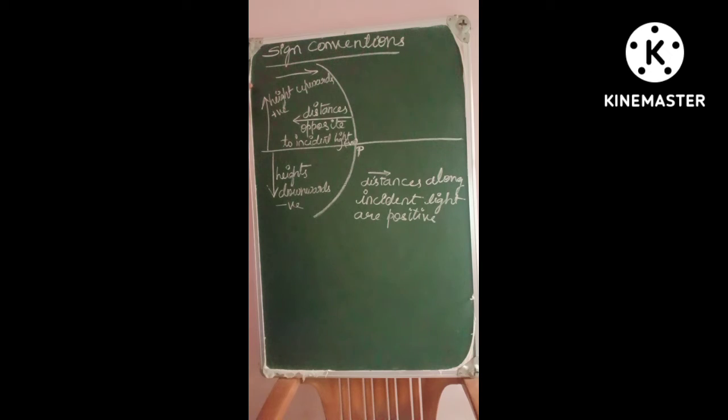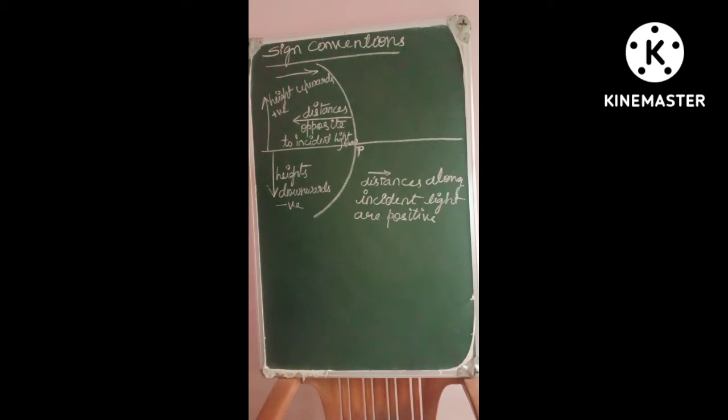Heights upwards or height above the principal axis, this is the principal axis, above this principal axis the heights are considered as positive, below are considered as negative. So we are having 5 sign conventions here. They will be asking in the exam, write the sign conventions of spherical mirror.